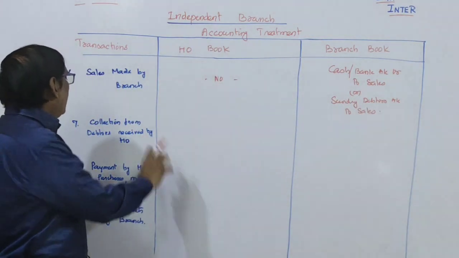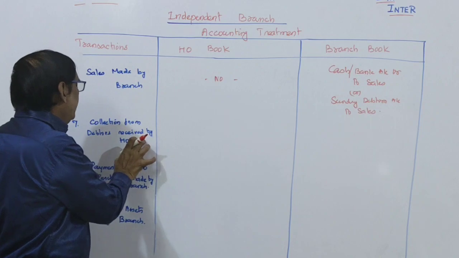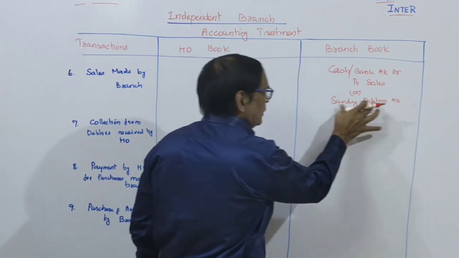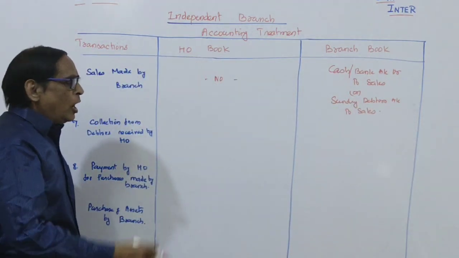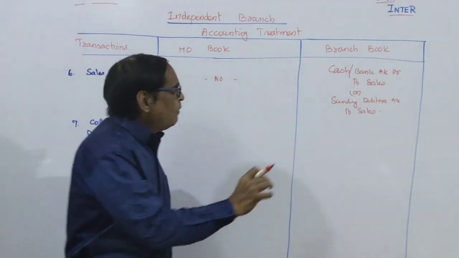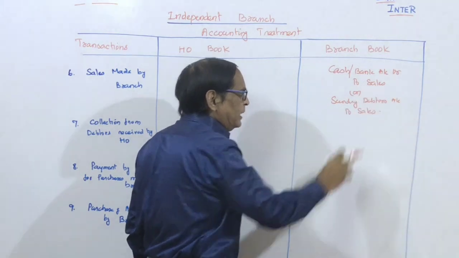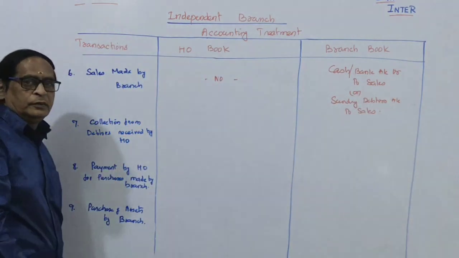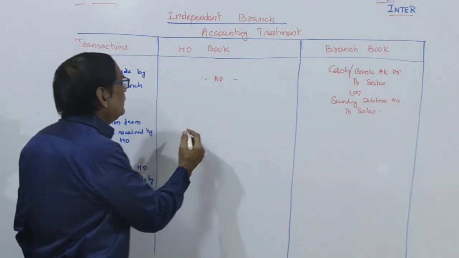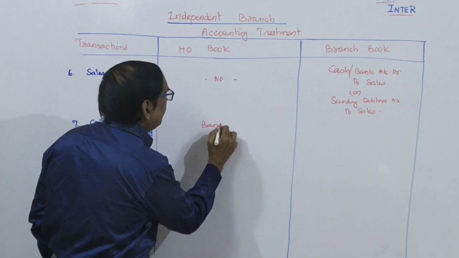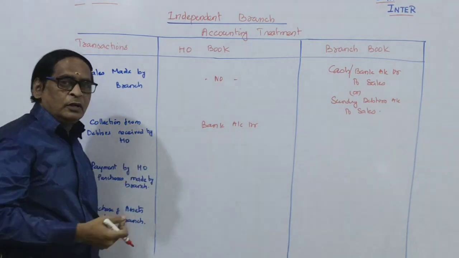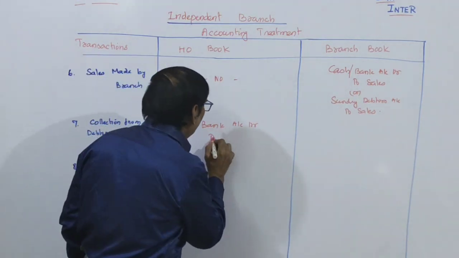Clear? And then collection from debtors received by head office. There is a credit sale by branch. This is sundry debtors, for whom goods have been supplied. So the branch has to receive the amount from sundry debtors. But instead of branch receiving the payment from debtors, head office received the amount. If head office received the amount, what will be the entry here? The bank account debit. Understand? On behalf of whom has he received that amount? On branch account. So to branch account.